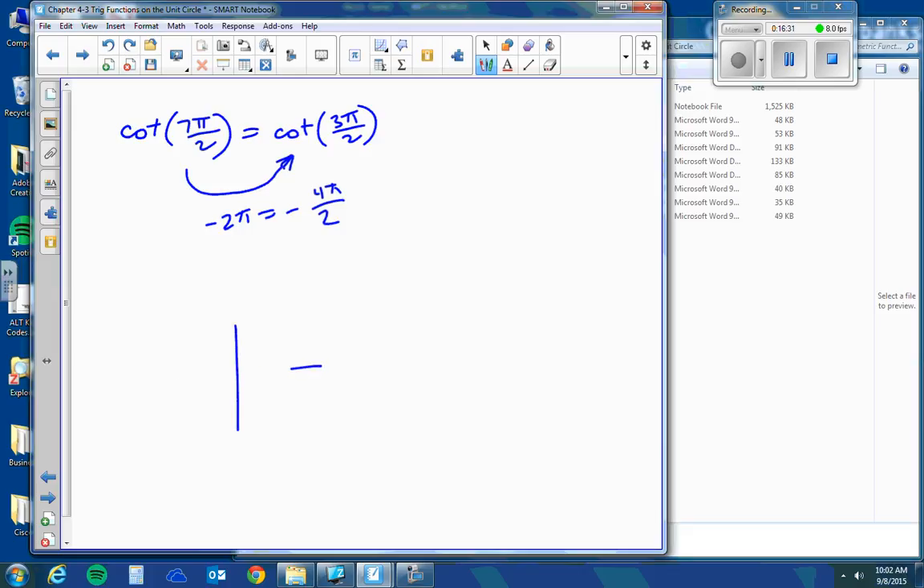3 halves pi is due south. So that's 3 pi over 2. With 7 pi over 2, you go all the way around, and then around to face due south. So it's a coterminal angle. They point in the same direction, so the coordinates are the same. Cotangent is x over y, so it's 0 over negative 1, which is 0.